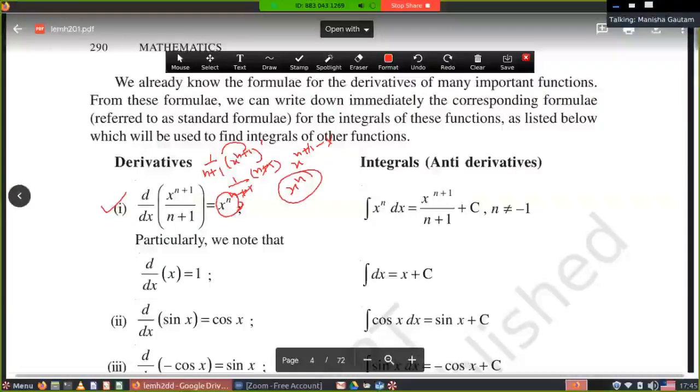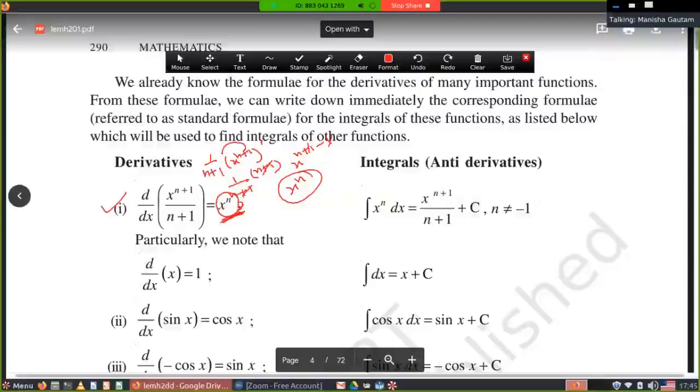Now here is the question. If this answer is given to you, you have to find out which function's answer this is. It means the question is x to the power n, which is the answer of the derivative. You have to find out which function's derivative is this x to the power n.